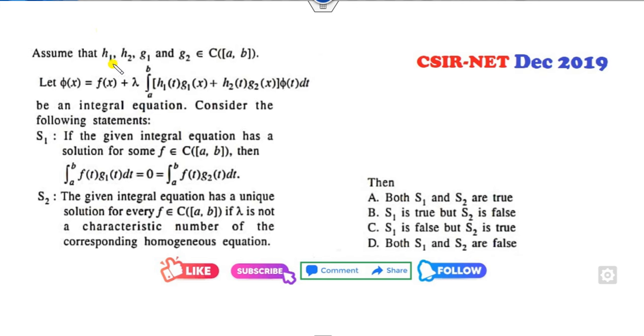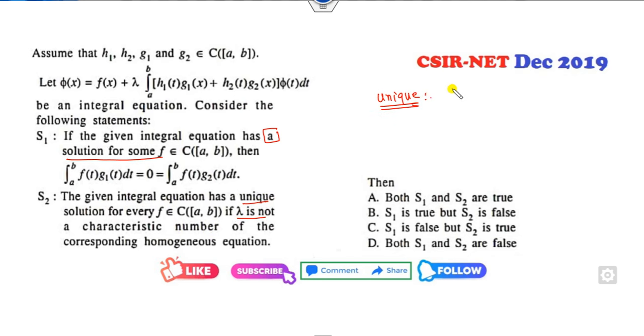Okay, look at this one. Assume H1, H2, G1, G2 are here. Consider the following statement. If the integral equation has a solution for some f, then this number is 0. The given equation has a unique solution if lambda is not the characteristic number. When will it be the unique solution?